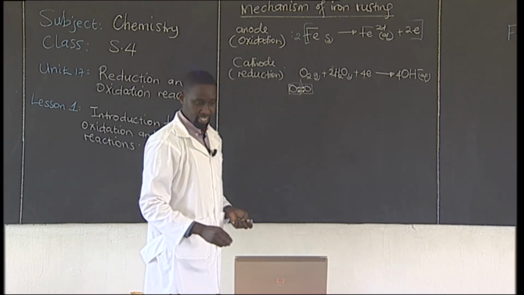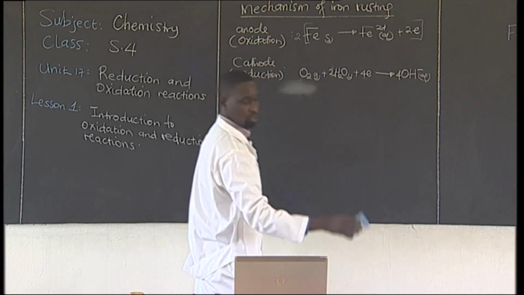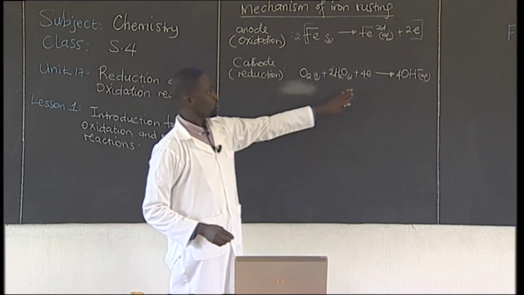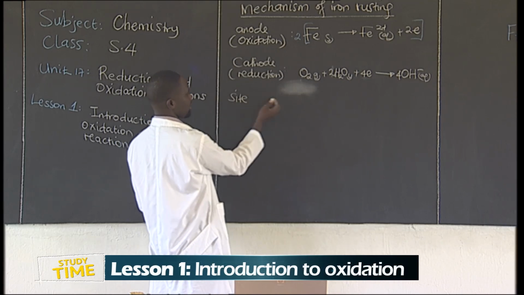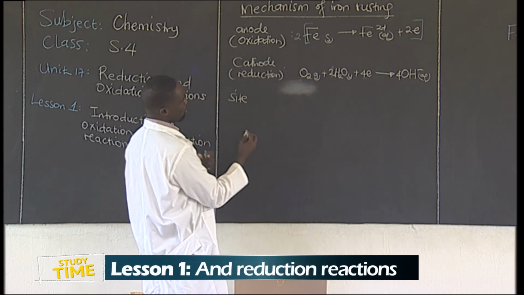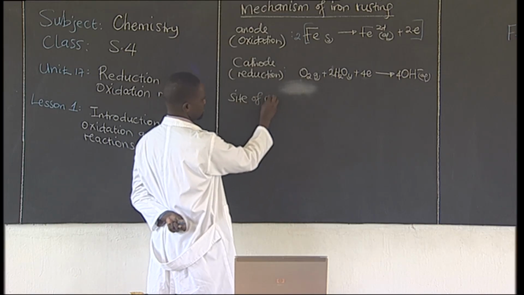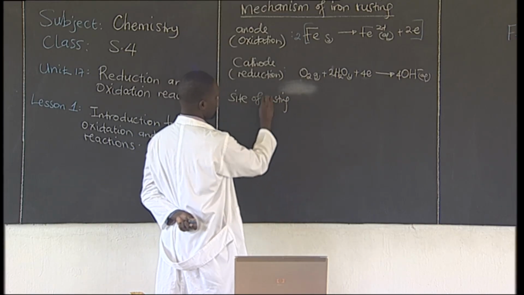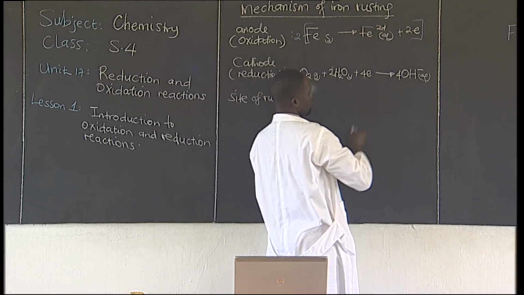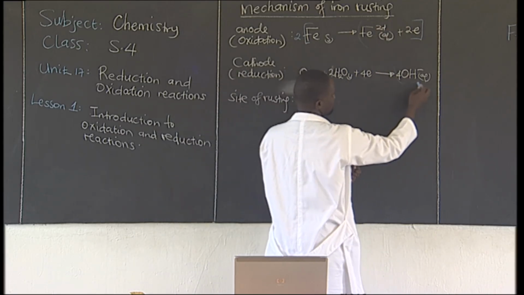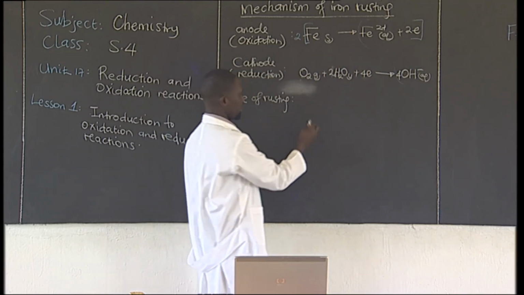So when that happens, we shall have the site where there is that rusting, that reddish-brown component. We call it the site of rust, the site of rusting. So this and this, as the products of oxidation and reduction, will combine.